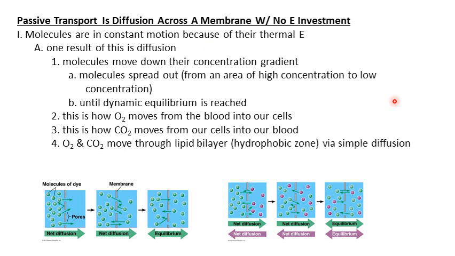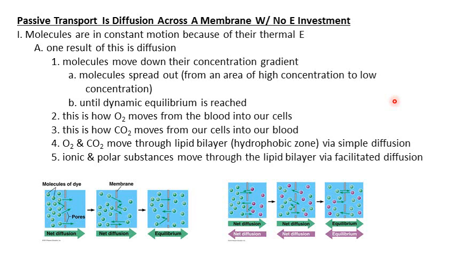Now, oxygen and carbon dioxide, if you remember what we said in the previous chapter, are nonpolar. So they're not going to have any real trouble moving through the hydrophobic zone of the plasma membrane. Now, if something is ionic, like we said in the last chapter, or polar, then they're going to need some help getting across the bilayer. Whenever something like oxygen and carbon dioxide can move through the bilayer without any real trouble, we call that simple diffusion. They don't need any helpers. They don't need any proteins helping. But when you have something that's ionic or polar, they're going to need some help.